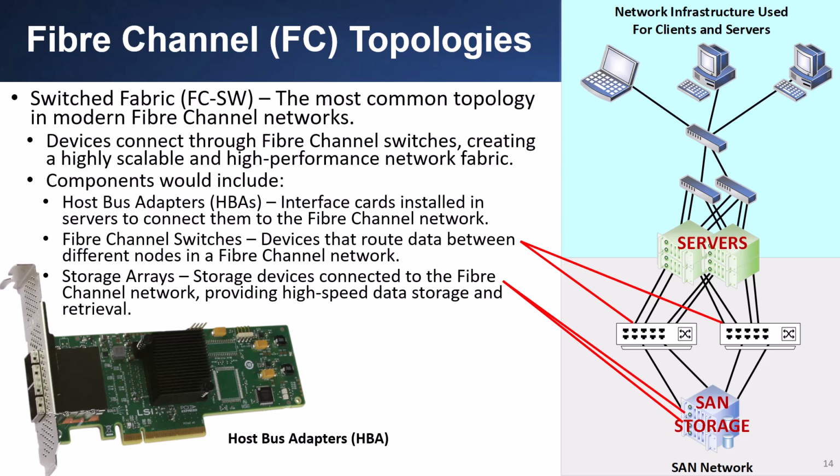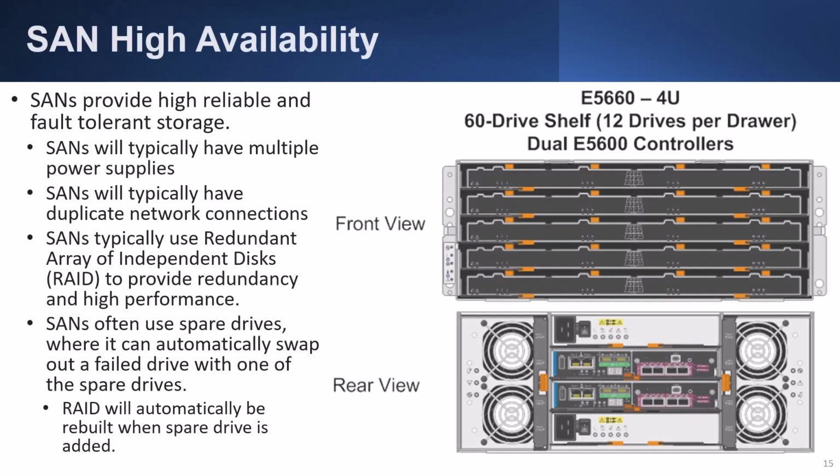Components include host bus adapters, or HBAs, which are interface cards installed in servers to connect them to a fiber channel network. Fiber channel switches are devices that route data between different nodes in a fiber channel network. Storage arrays are storage devices connected to the fiber channel network, providing high-speed data storage and retrieval.